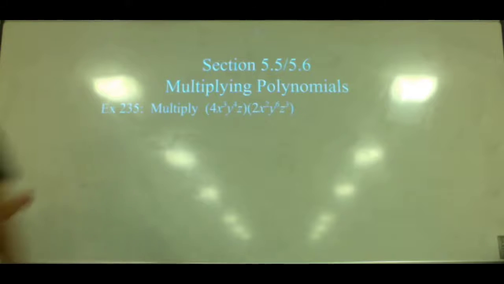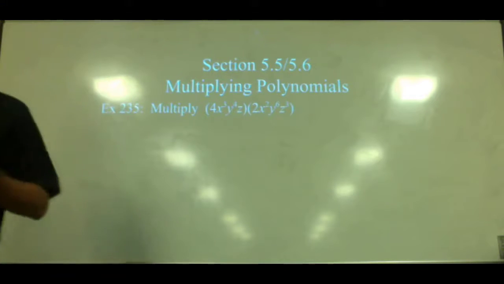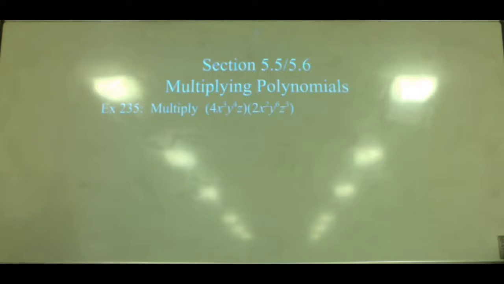So this is on multiplying polynomials. We were just talking about polynomials, and we did addition, and we did subtraction. We are going to do multiplication. We are not going to do division of polynomials in this class. We will do it next semester for those of you who are taking college algebra. But for this class, we're not going to worry about that. We're going to stick to multiplication.